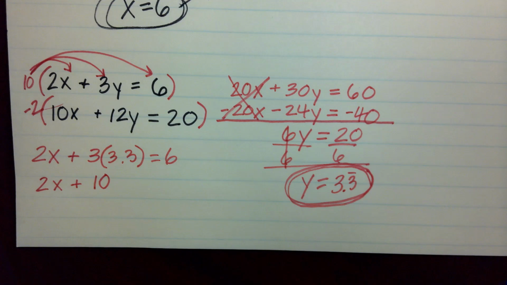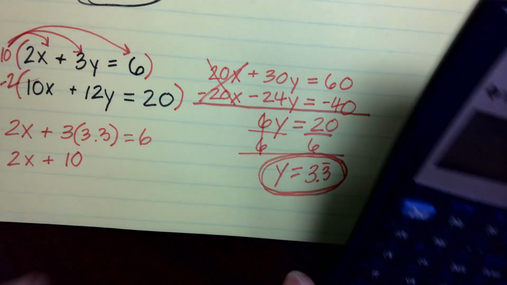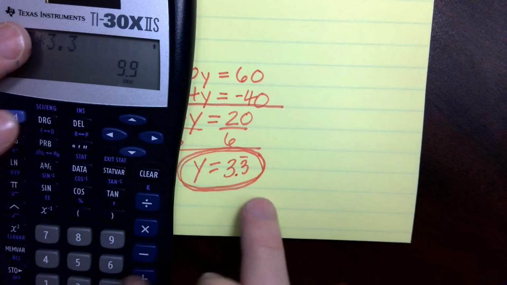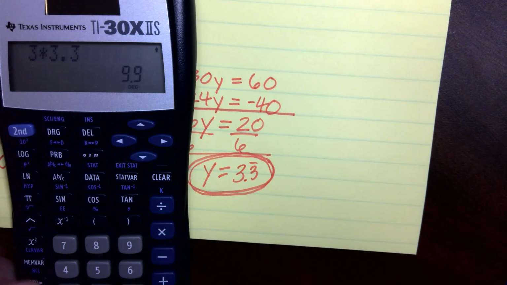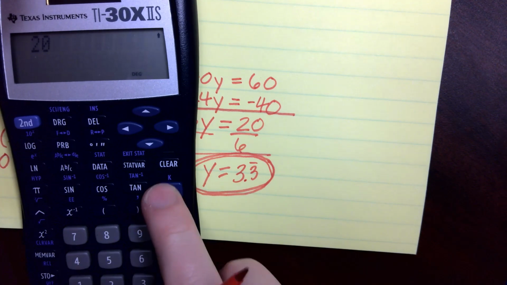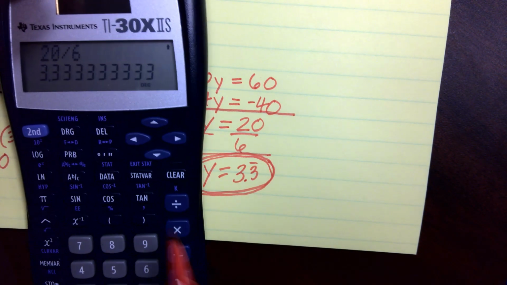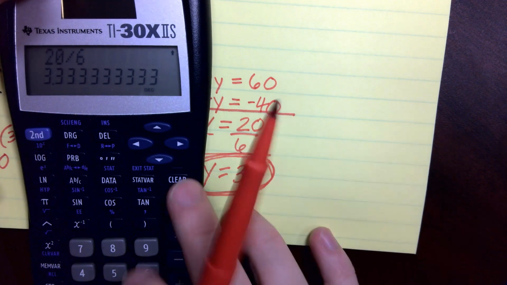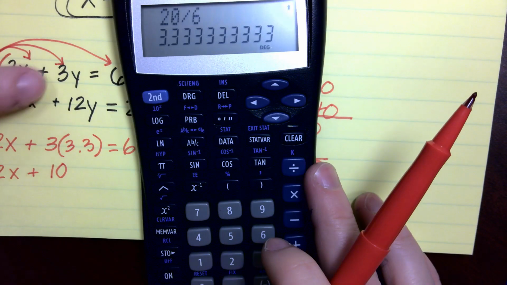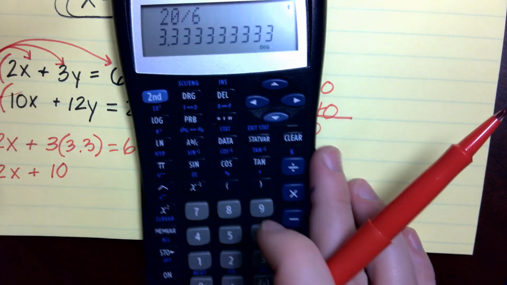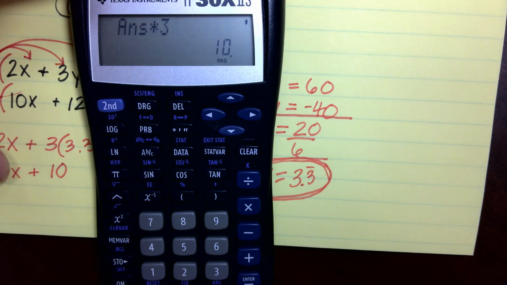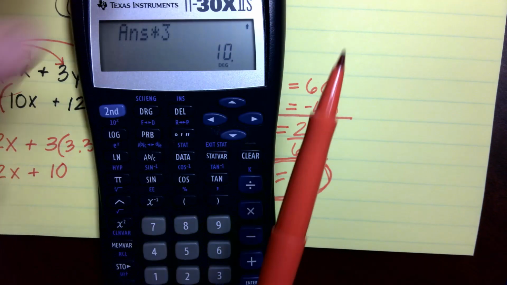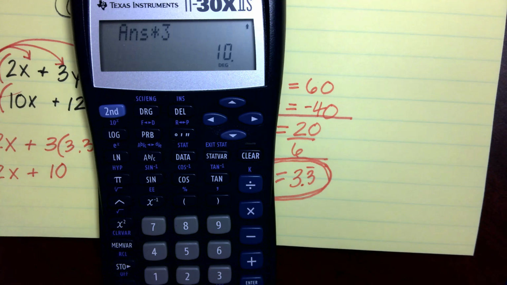How do you get a repeat? The way to do the repeating is to use a repeating answer. If you wanted to keep that 3.3 repeating, you could just type in your 20 divided by 6 again. So 20 divided by 6 equals 3.3 repeating. And then I could do that times 3 right here, so just answer times 3. And that'll give you your nice pretty 10 instead of 9.9.